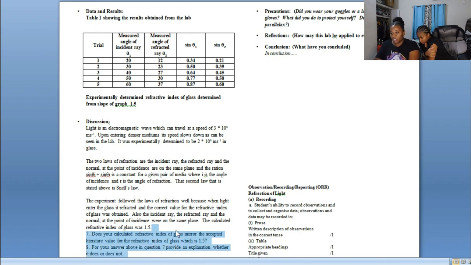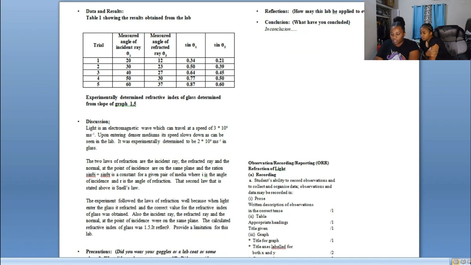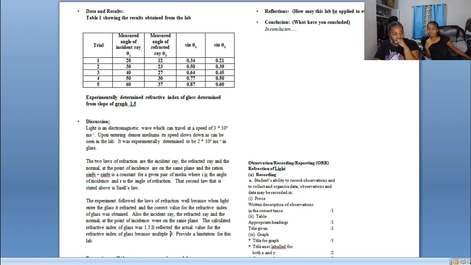I think it reflected the actual value for the refractive index of glass because what? Multiple instances, multiple angles. Multiple angles of incidence. Yeah. Multiple trials were performed.